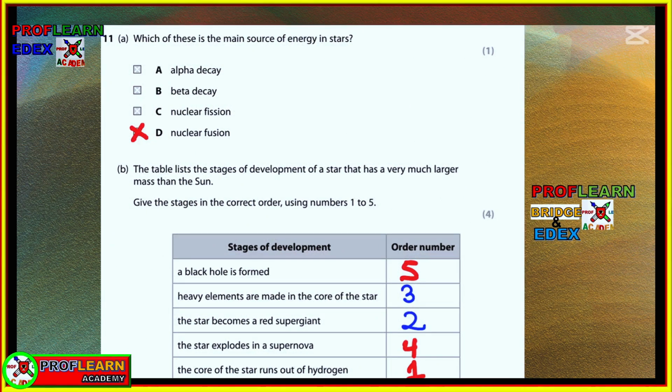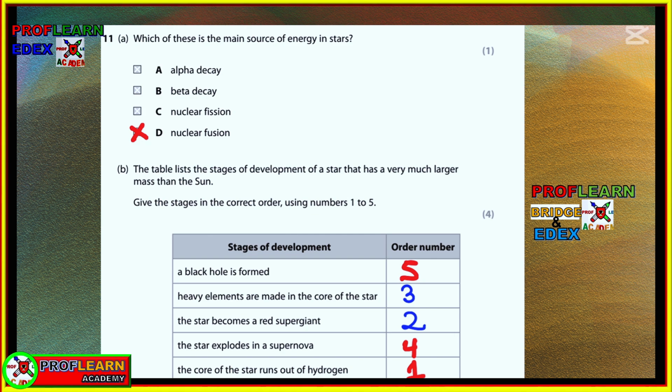Which of these is the main source of energy in stars? That is nuclear fusion, where lighter nuclei fuse to form heavier nuclei. The table lists stages of development of stars that are very much larger than the sun. Stages of a star of larger mass than the sun.